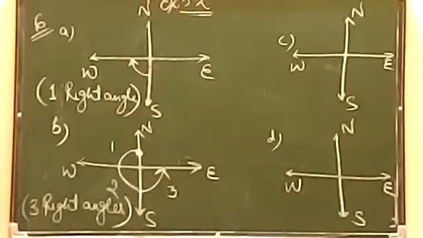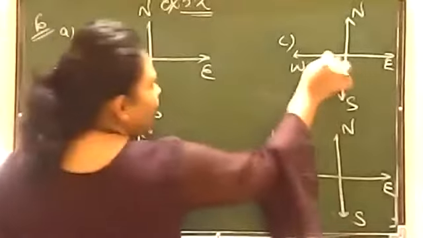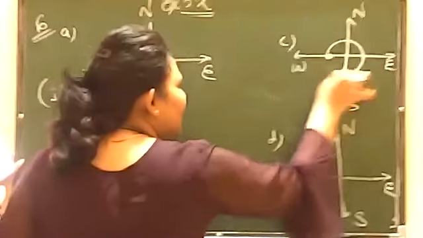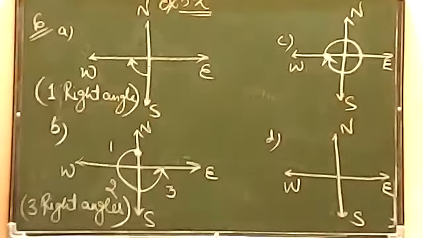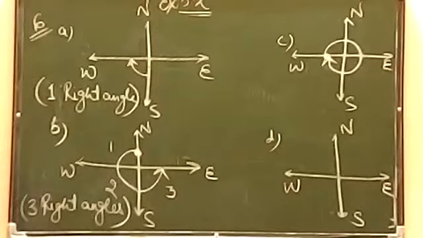Now let's move on to the next one. You have to start from west and turn to west again. You have to start from west and go to west again. Look here, start from west and again coming back to west only. Can you please tell me how many right angles now? Start from west, coming again to west only.